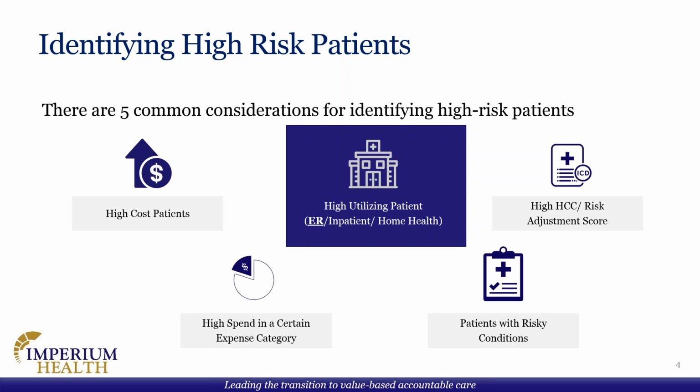Oftentimes we'll focus on patients with risky conditions. For today's discussion, we're going to be thinking about, all right, maybe we've identified some of those patients that have multiple of those other categories, but most importantly, they seem to be using the emergency department differently than their peers. And knowing that these patients use their emergency department differently than their peers, how can we best support them?